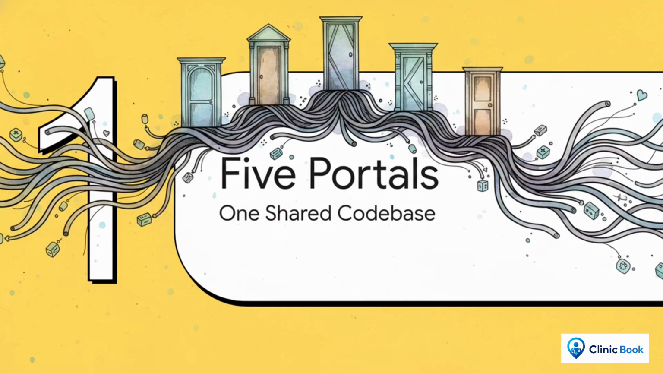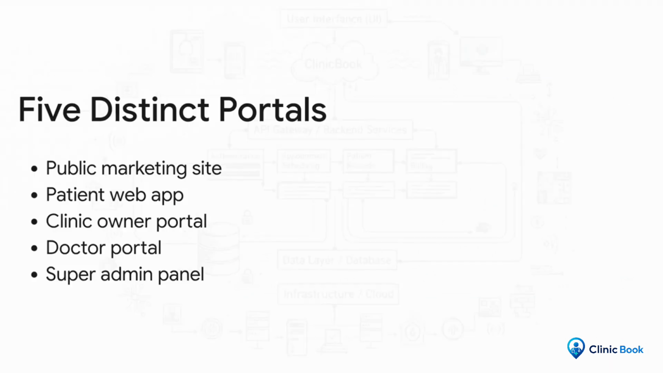All right, Section 1, 5 portals, 1 codebase. First up, we're tackling the what and the why of our overarching multi-tenant platform architecture. Before you write a single line of code, you really need to understand the sheer scale of what we're operating. We aren't just building one simple website, no way. We're actually building 5 completely separate user experiences baked into a single application.